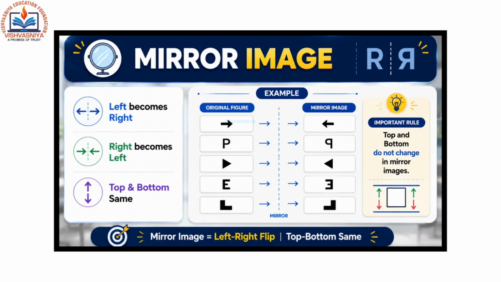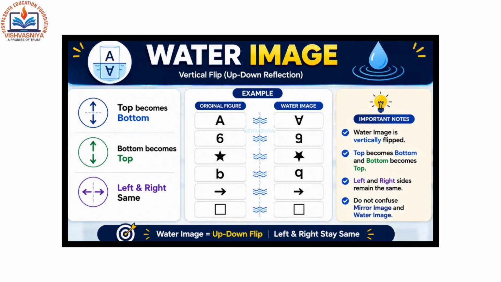If an arrow points towards the right side, then in the mirror image it points towards the left side. Remember one important rule: top and bottom do not change in mirror images. Water image is completely different from mirror image. Here, the figure flips vertically. Top becomes bottom and bottom becomes top. But left and right sides remain unchanged. Students often confuse mirror image and water image questions in exams.